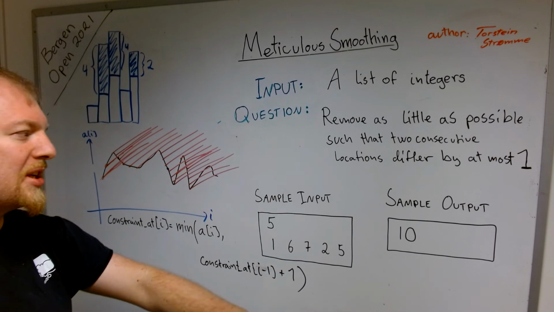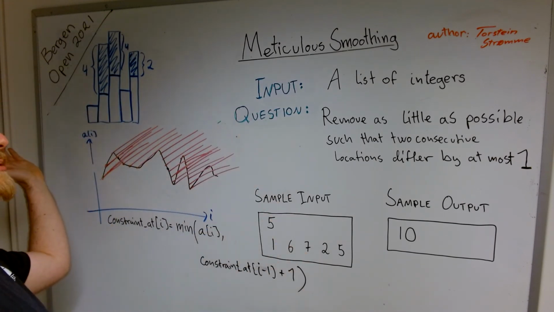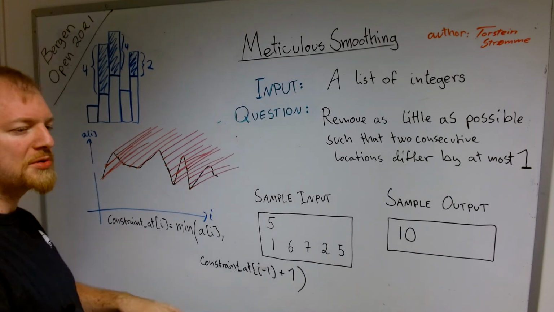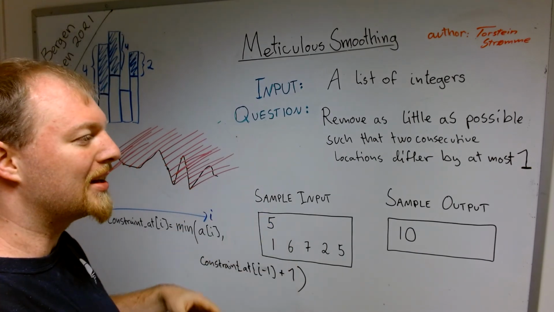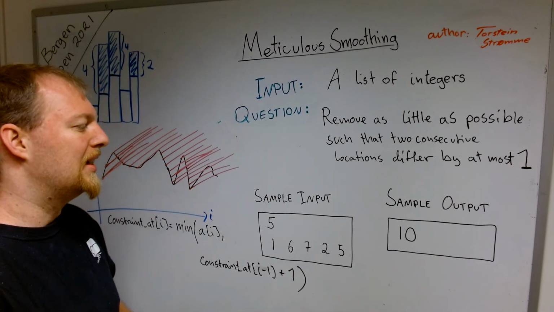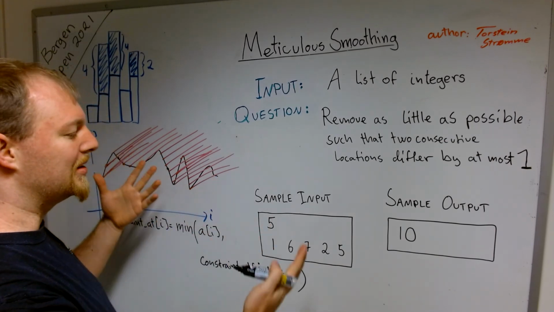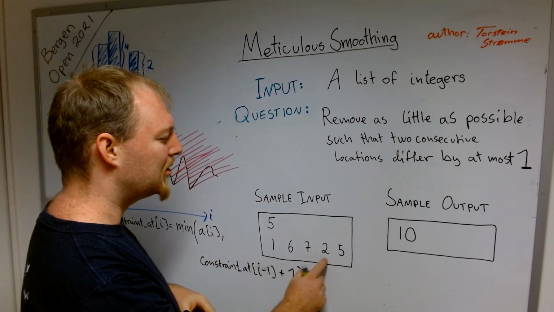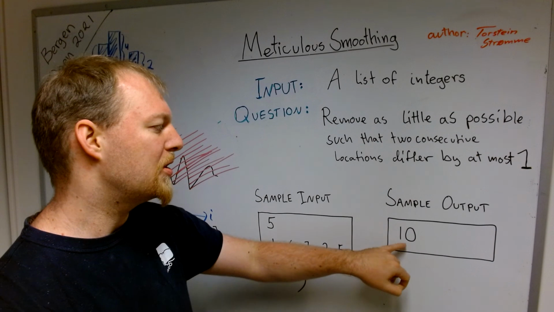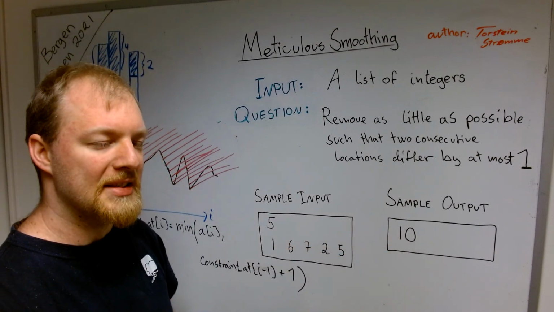So now I found a constraint going only forward. So now I do the same with a sweep backwards again, and then I pick the minimum of those two constraints to be the remaining value that I'm allowed to keep. Once I've done that, I compare the new array that I've created to the old one. I take the difference at every point, and the sum of those differences is the answer.